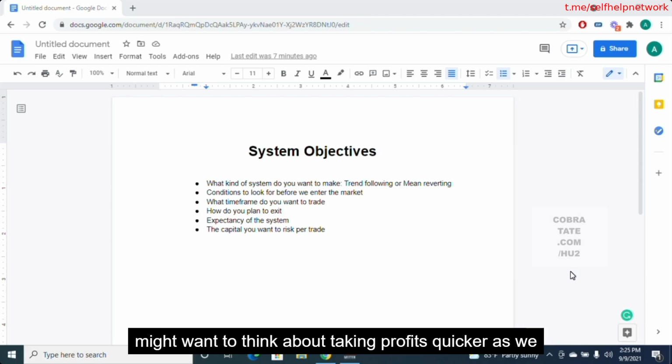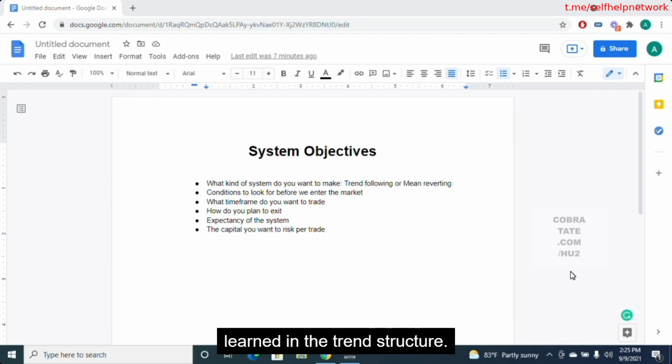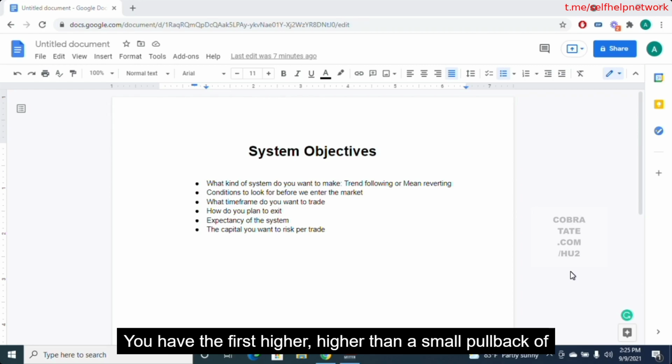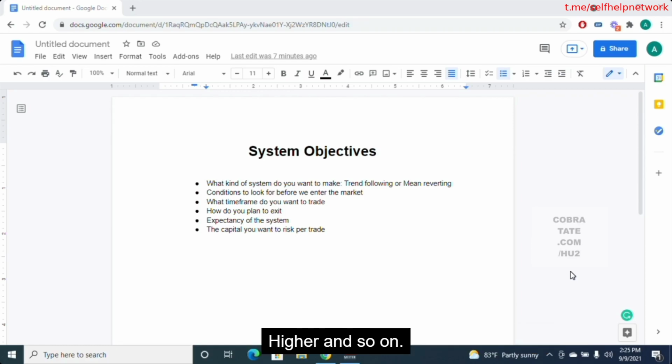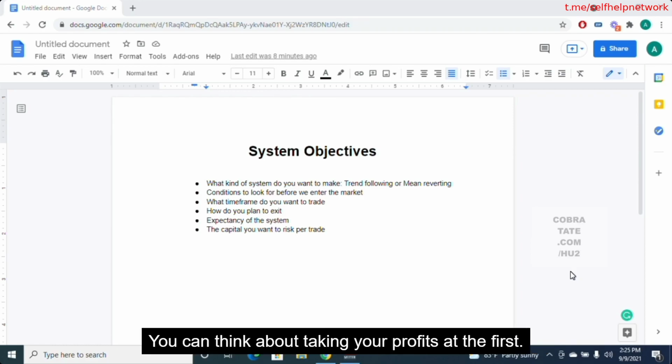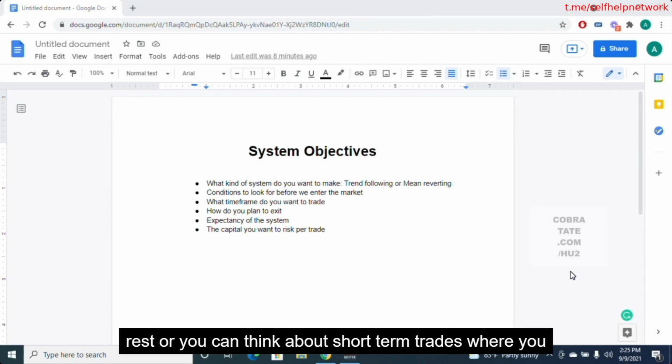profits quicker. As we learned in the trend structure, you have the first higher high, then a small pullback or consolidation to create a first higher low, then a second higher high, and so on. You can think about taking your profits at a first higher high, maybe partial profits, and then ride the rest. Or you can think about short-term trades where you just take the profits at the first higher push and that's it. You don't care about the rest of the trend structure.